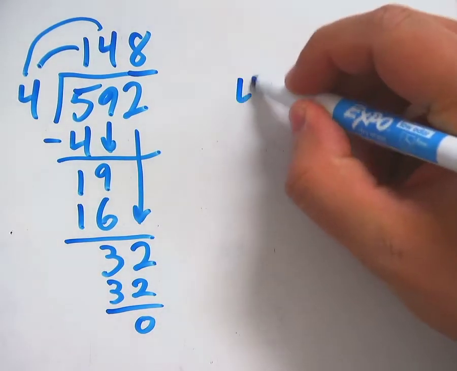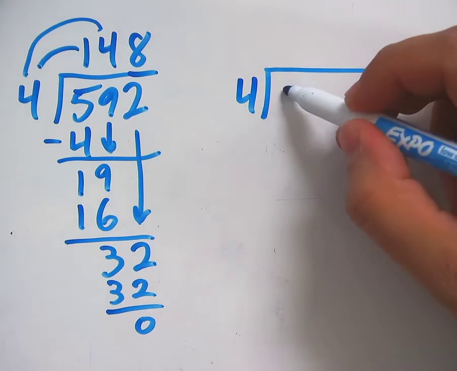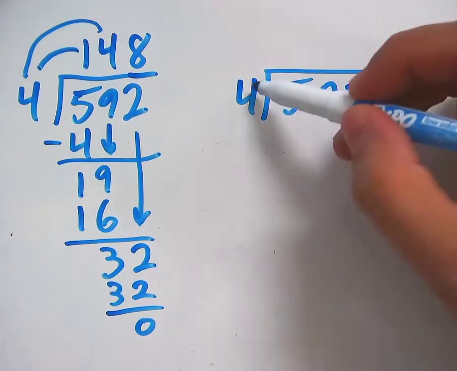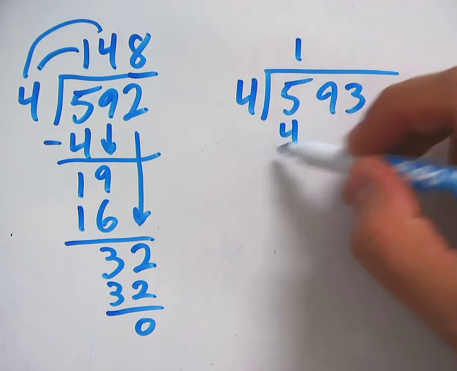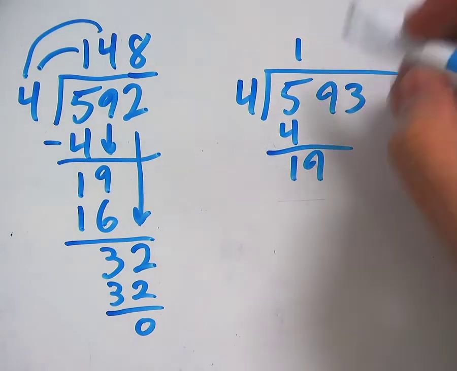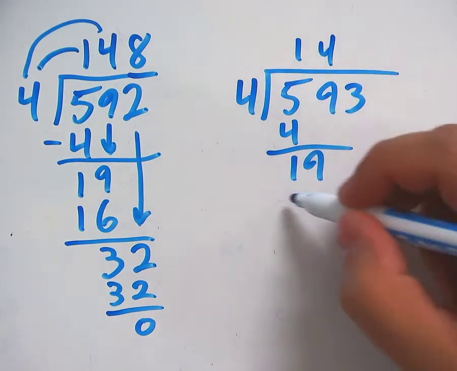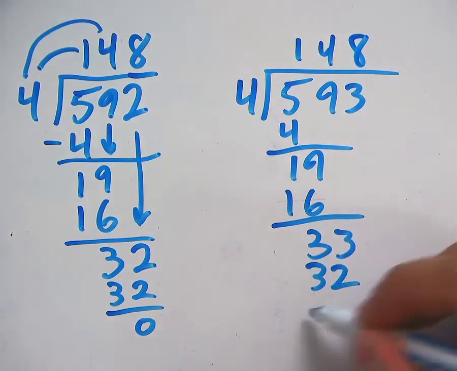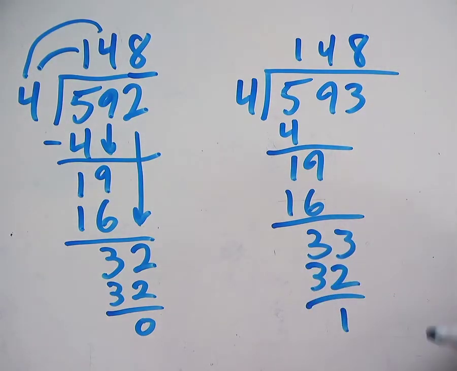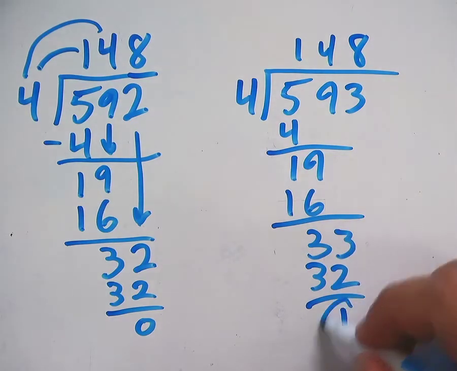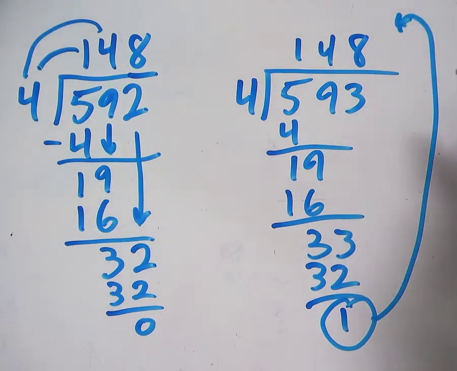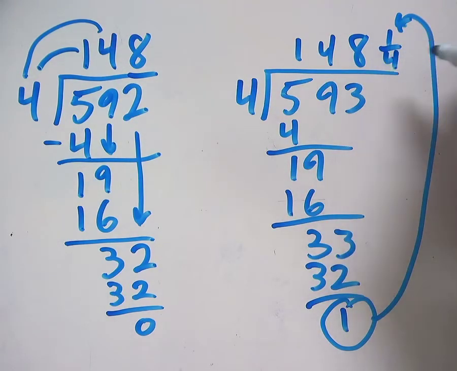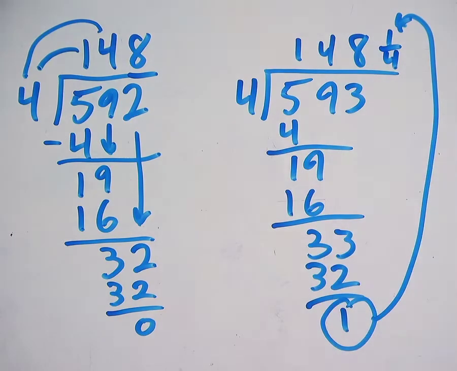Well, what if you have a different remainder, like 593? We follow the same process. 4 goes into 5 1 time. That gives you 4. That's 1. Bring down your 9. 4 goes into 19 4 times. 4 times 4 is 16. Then 33: 4 goes in 8 times, 32, and you have a remainder of 1. That remainder of 1 comes back up here, and we write it as 1 divided by 4. So it's 148 and 1/4.